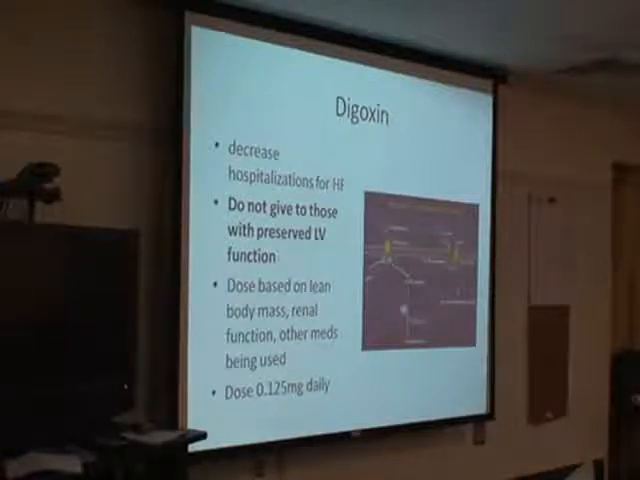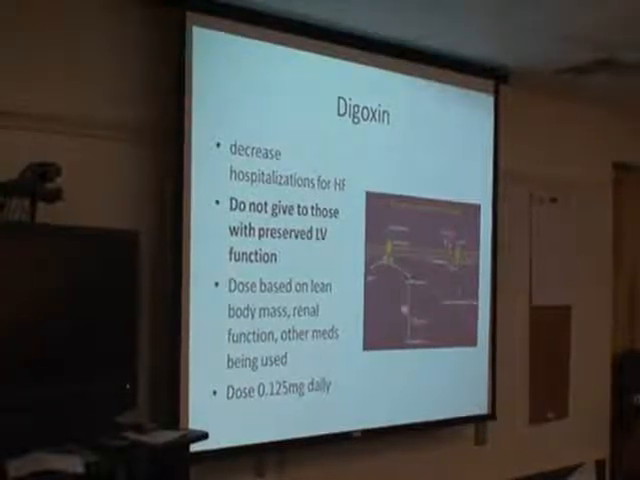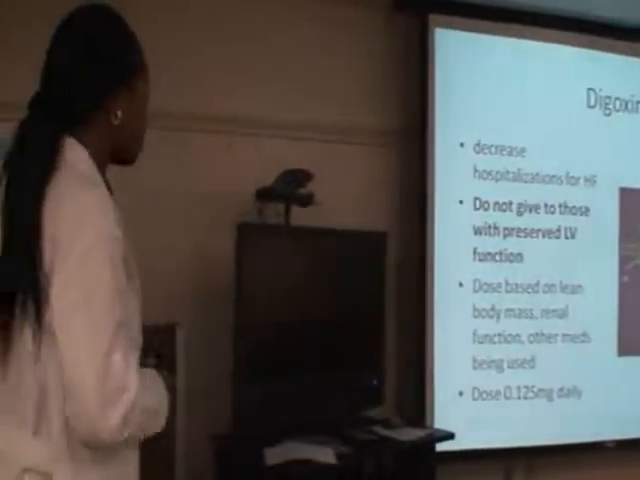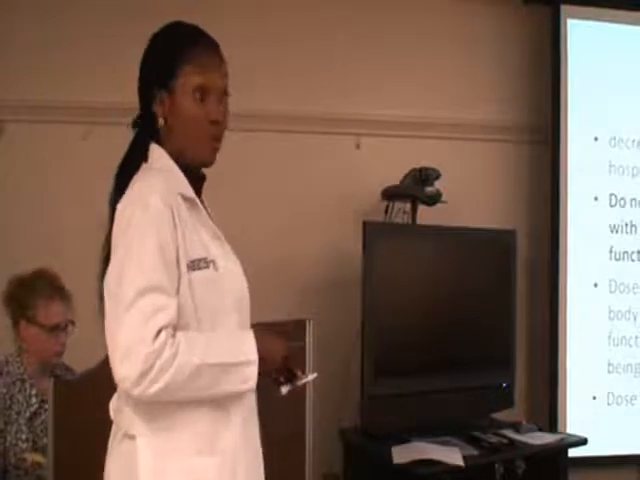So you don't want to give digoxin to someone who has diastolic heart failure. So diastolic heart failure, the EF is normal. We don't use digoxin in those patients. It's only for people who have systolic dysfunction. And I don't add digoxin unless this patient is coming back and forth in the hospital and they're having increased symptoms. The usual dose of digoxin in congestive heart failure is about 0.125 milligrams daily.